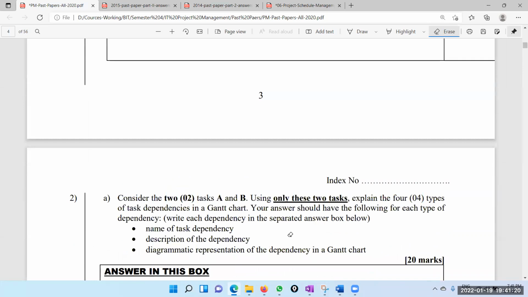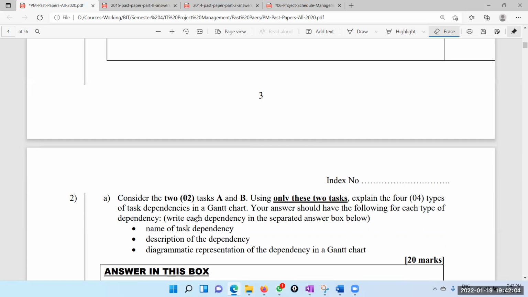Okay, right. So this one is a very easy question because it's a theory question. Consider the 2 tasks A and B. Using only these 2 tasks, explain the 4 types of task dependencies in a Gantt chart. Your answer should have the following for each type of dependency. Write each dependency in a separate answer box below: name of the task dependency, description of the dependency, diagrammatic representation of the dependency in the Gantt chart. But in the Gantt chart, you must have only 2 tasks, A and B. So what are the 4 types of dependencies?